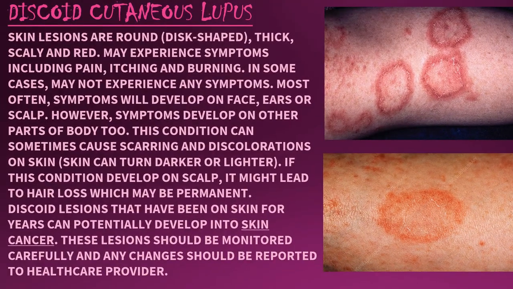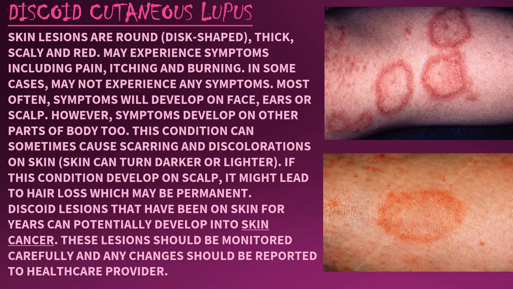Discoid cutaneous lupus. Skin lesions are round, disc-shaped, thick, scaly, and red. You may experience symptoms including pain, itching, and burning. In some cases, you may not experience any symptoms. Most often, symptoms will develop on the face, ears, or scalp. However, symptoms can develop on other parts of the body too.